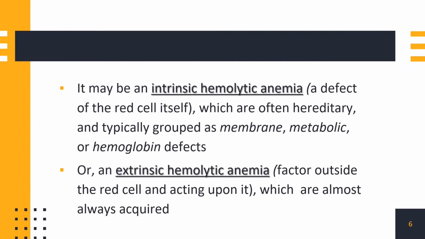It may be an intrinsic hemolytic anemia wherein there's a defect of the red blood cell itself, which is frequently hereditary and typically categorized as a membrane, metabolic, or hemoglobin defect. Also, it can be an extrinsic hemolytic anemia wherein the factor is outside the red blood cell itself and just acting upon it, which is almost always acquired.